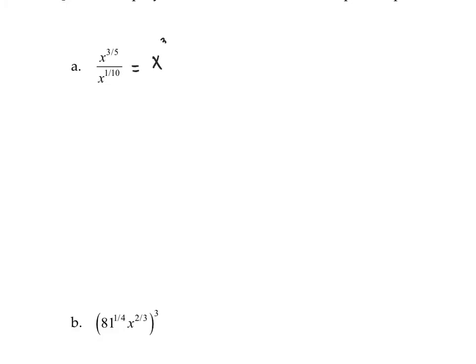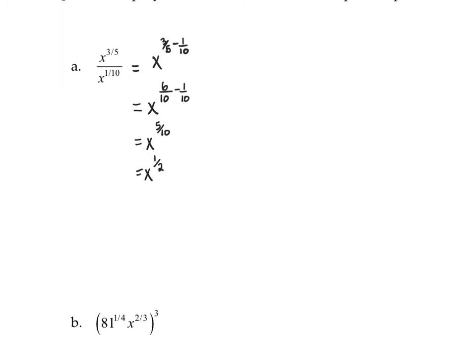We are going to use the quotient rule, which says if you have two of the same bases, so both x's, divided, you subtract their exponents. And we need a common denominator, so I'm going to say x to the 6/10 subtract 1/10, which is x to the 5/10, or x to the 1/2.